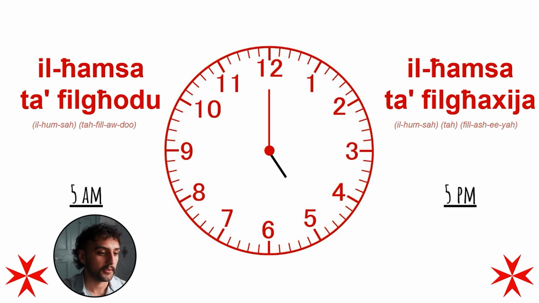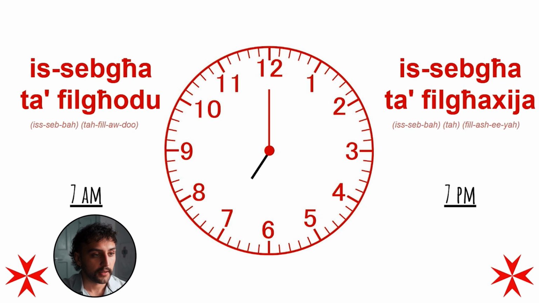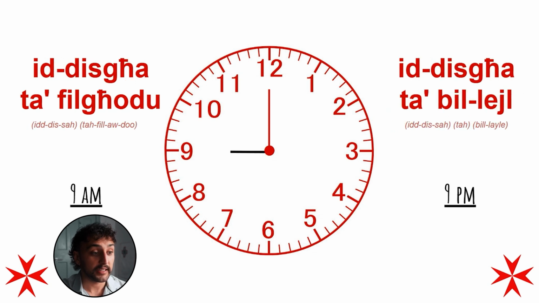Okay, next. Is-sitta, is-sitta. Is-seba, is-seba. It-tmienya, it-tmienya. Id-disa, id-disa. Now once again, notice how id-disa ta filashiya has become id-disa ta bil-layl, because I would say that 9 o'clock is the night time and not the evening anymore.